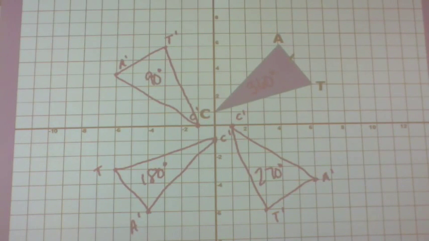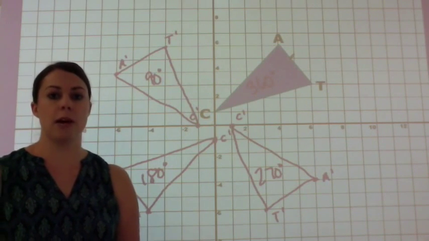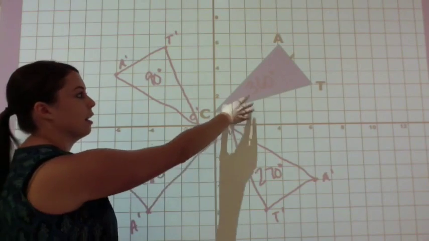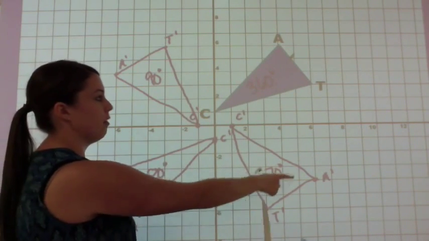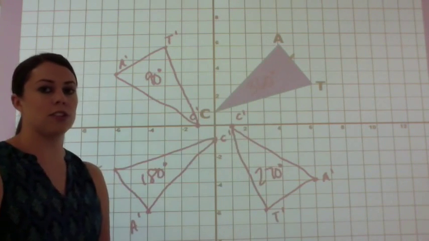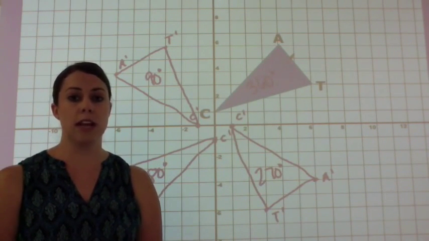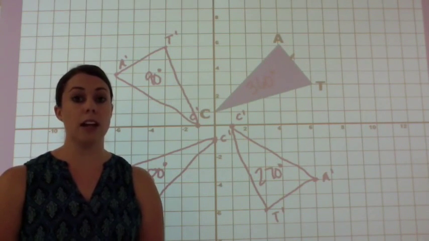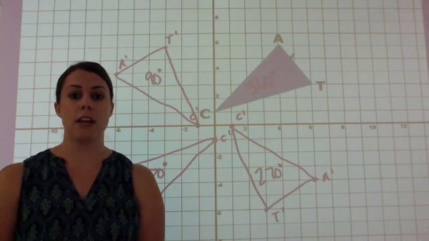So just a reminder, rotations are just a turn about a figure. So these rotated about the origin, 90 degrees, 180 degrees, 270, and back to the original shape is 360. Remember to always use the rules that I gave you. If you need to pause the video and write down the rules, that's highly recommended. You can do that, or you can re-watch the video at any time.